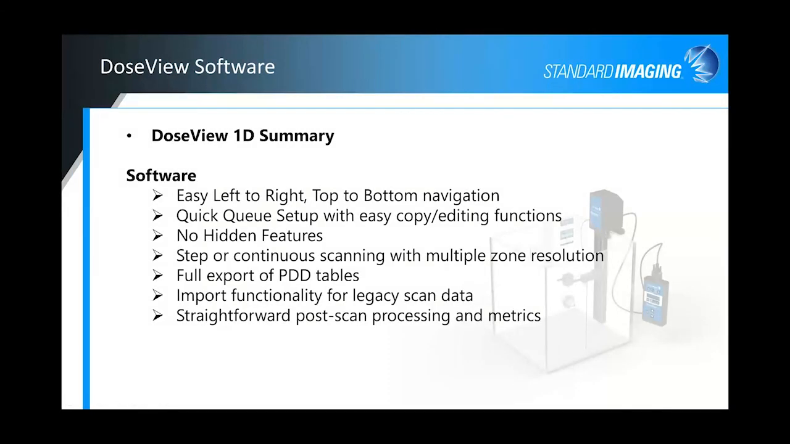So as I mentioned in the software, you've got the easy left to right, top to bottom navigation. You've got very quick and easy queue setup. And one thing I didn't mention is as you set your queues up, there are editing and copy functions. So you can set a queue up for a specific energy, copy that, and then paste and edit that. So you can go, I want all these scans for all these depths for 6 MV, but I also want them for 10 MV. So you just copy the 6, paste it onto my list, edit that 6 MV to 10 MV, and you're good to go. It's a very quick and easy editing function as well.